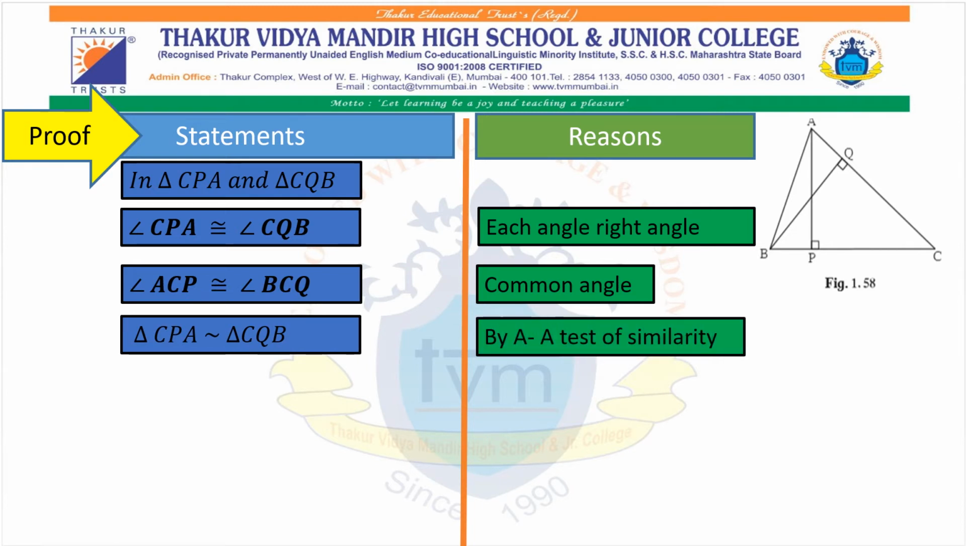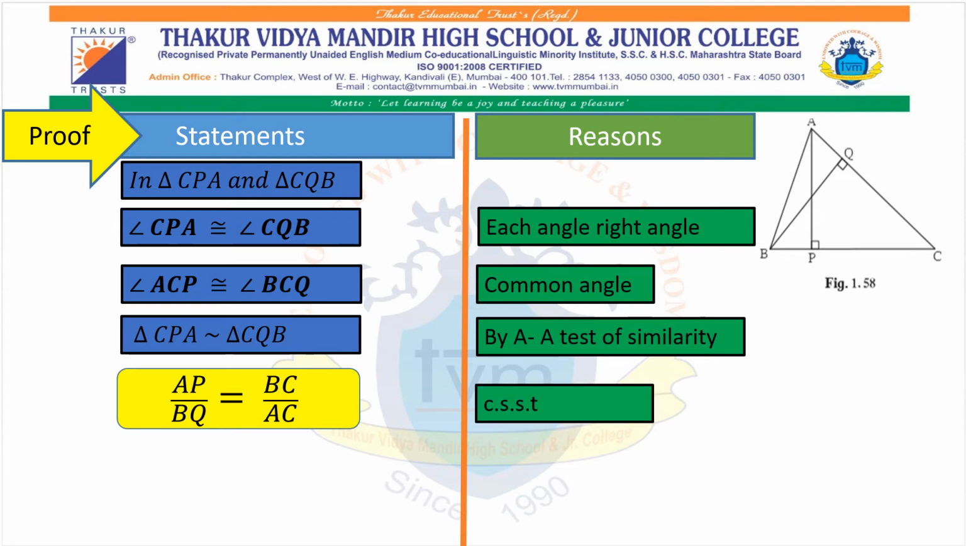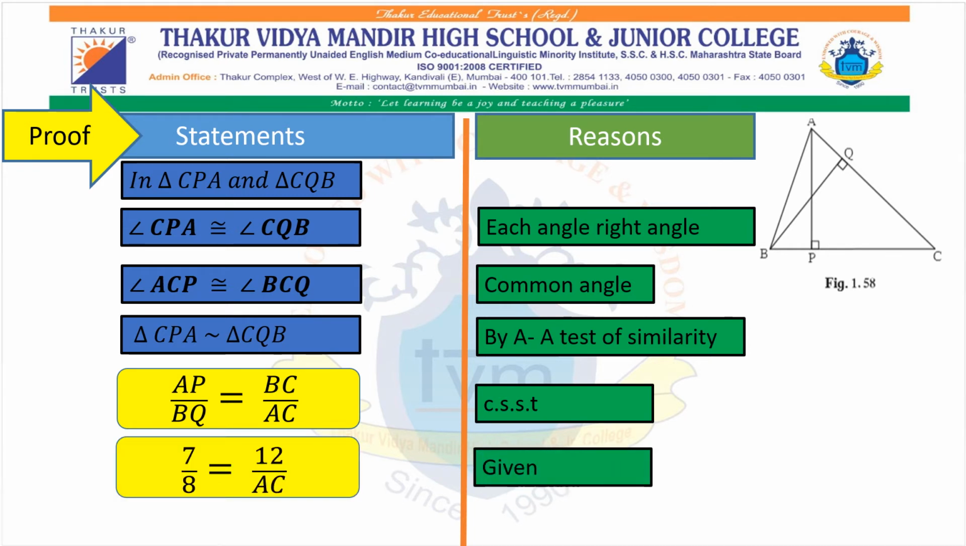Now since we have proved triangles similar, their sides are in proportion. That means AP upon BQ is equals to BC upon AC, and reason will be writing CSST, corresponding sides of similar triangles. So we'll substitute the values. AP we know is 7, BQ is 8, BC is 12, and AC we have to find. So we'll substitute the value and we'll get the length of AC as 13.71. So that is your answer.